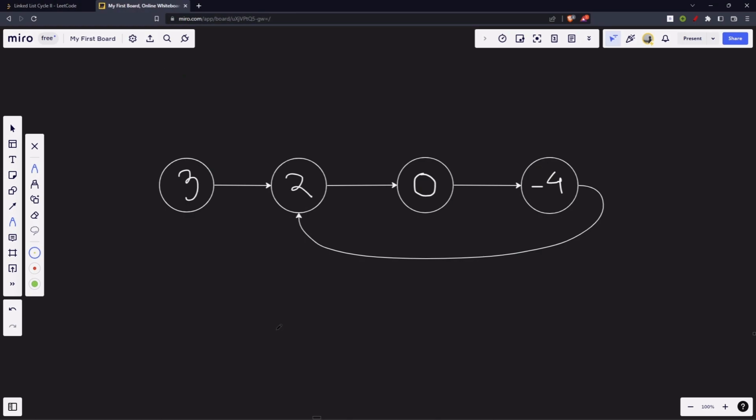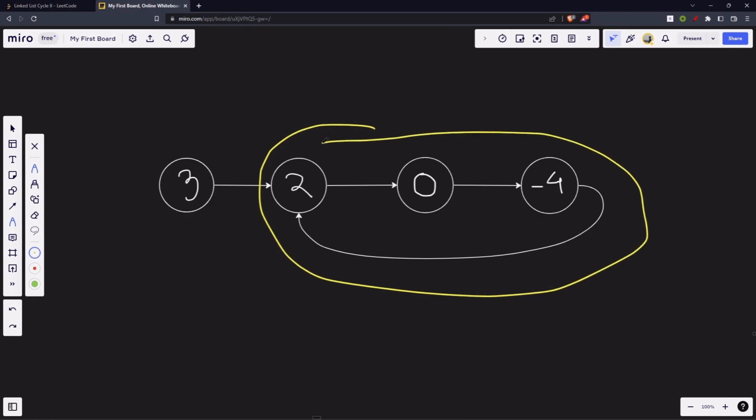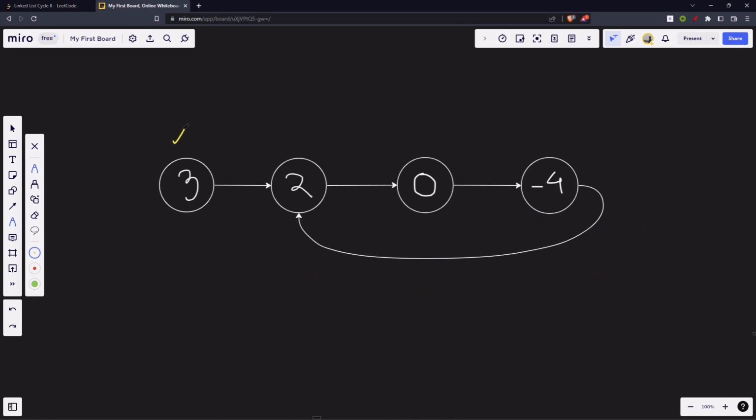So, this is our given linked list. We have to find from which node the cycle starts. Clearly we can see that from this node the cycle starts, right? Because this is a cycle. So when we start traversing from here and we finally come to this node, from this node we are going to fall into a cycle, right? So we have to return this node.